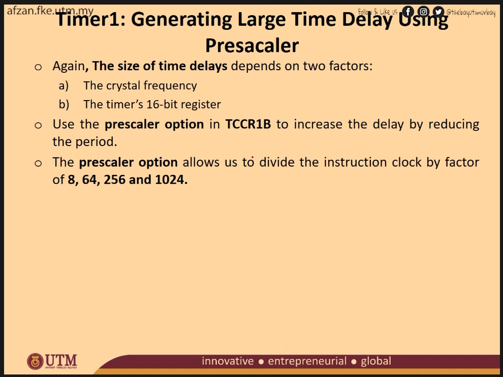Okay, so to generate a large time delay by using a timer, similar to the previous timer 0 and timer 2, if the timer cannot generate a large delay, what you're going to do is choose your prescaler. You have many prescaler options that you can use, either 8, 64, 256, or 1024. You can select any of these prescalers in order to generate a larger time delay. Okay, that's all for the timer 1 programming.